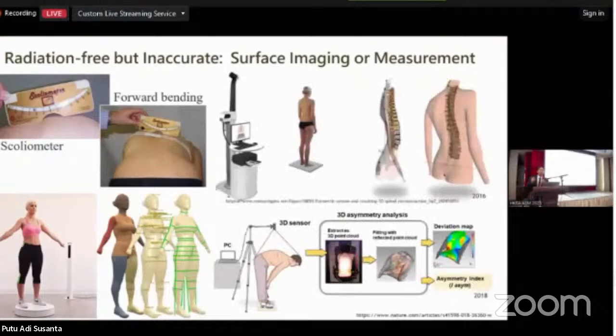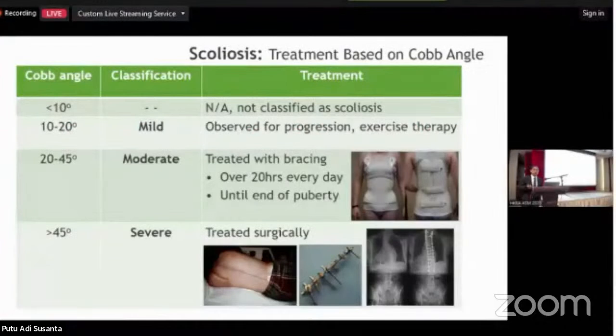But we do have some other, simpler methods, that is surface topography. There are many different ways. But unfortunately, surface topography can only provide surface information, not internal information. So at most it can be used for screening. But unfortunately, the treatment of scoliosis is mainly based on the angle. The reason is obvious, because we do not know the reason for the occurrence as well as the progression. So the only way is to base it on the degree, and then determine what treatment technique is used.